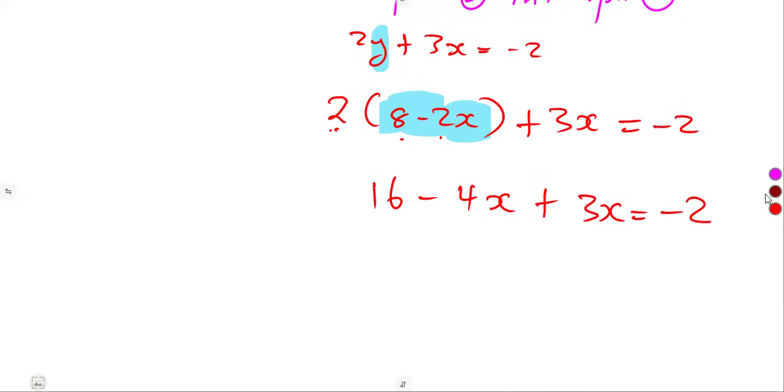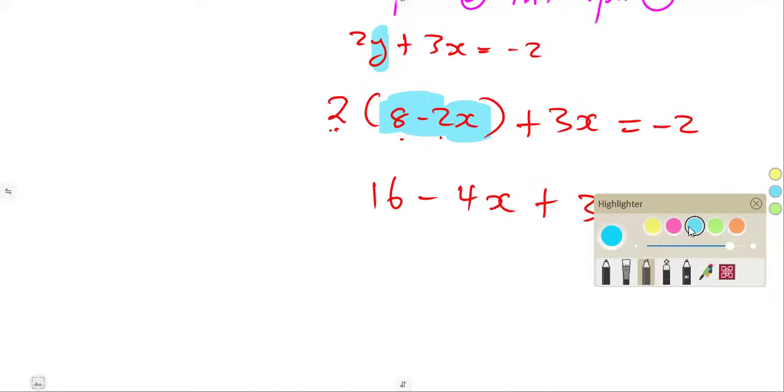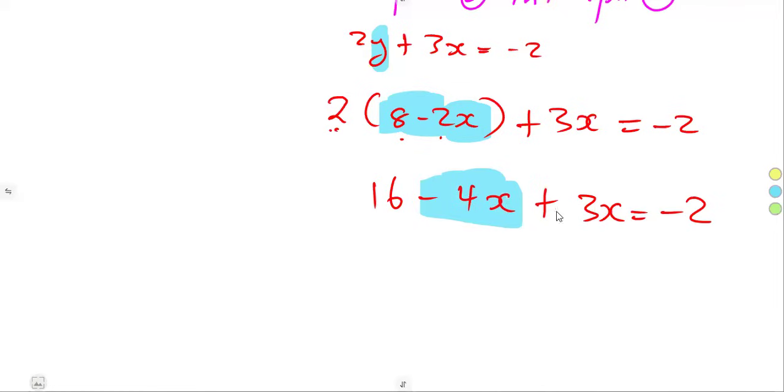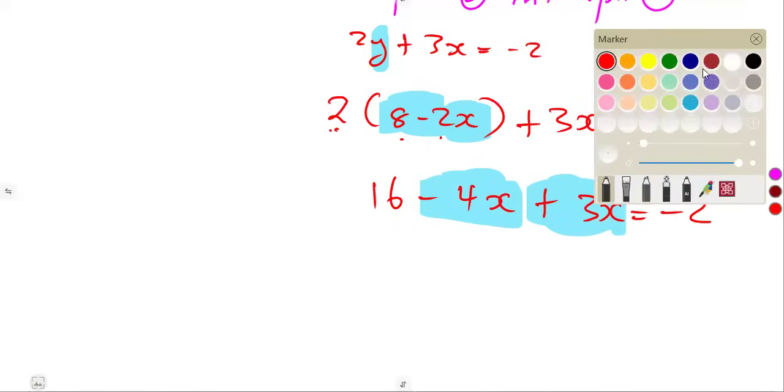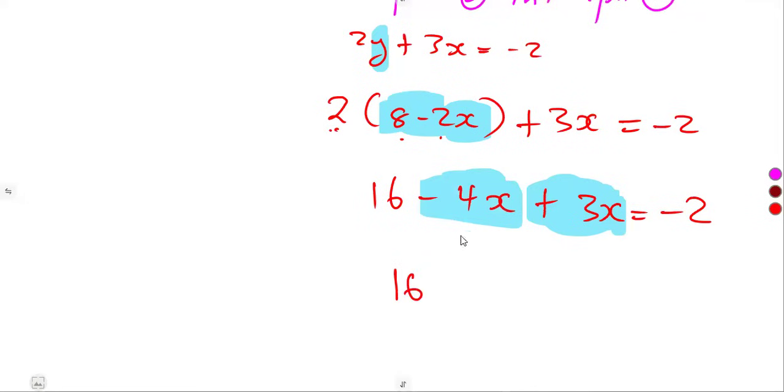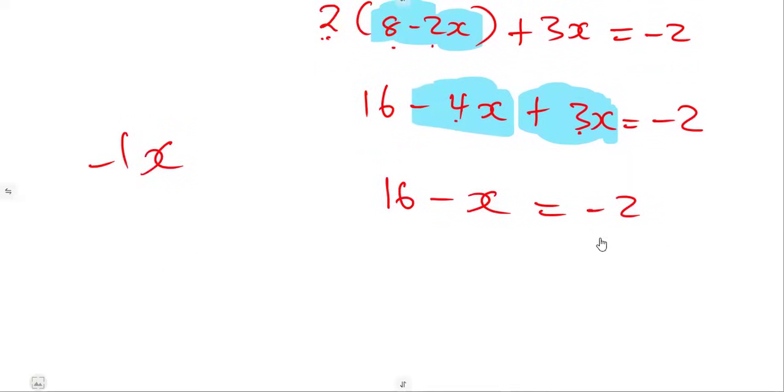So that's it. We can even collect the like terms on the left-hand side, minus 4x and the 3x together. That was going to give us 16, minus 4 plus 3, that's minus 1. So it's minus 1x, which is same as minus x, is equal to minus 2. So this is it. We want x.